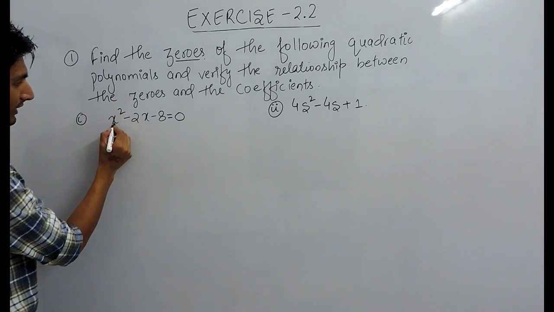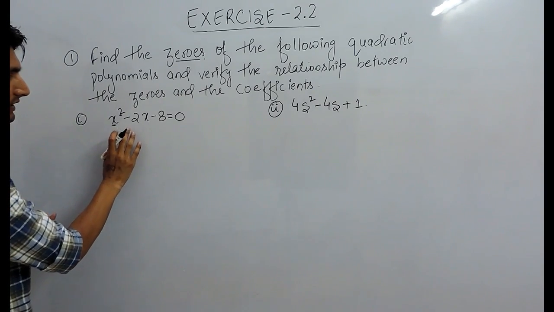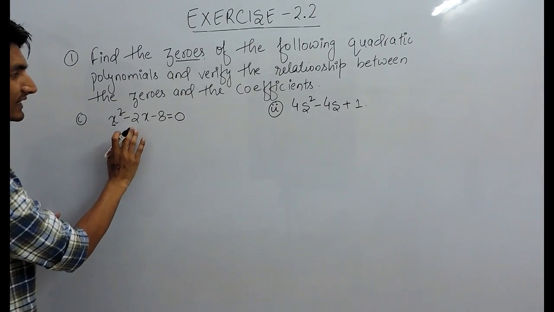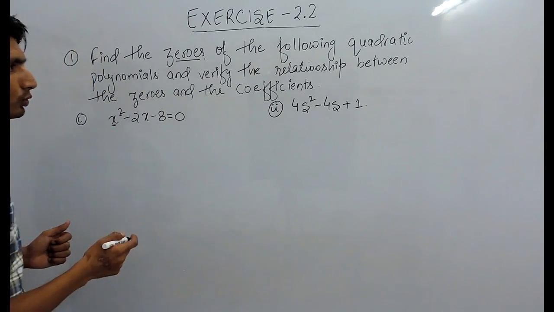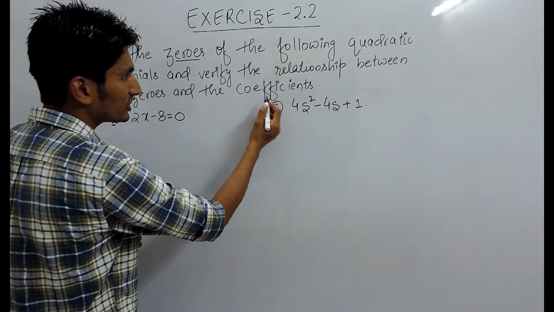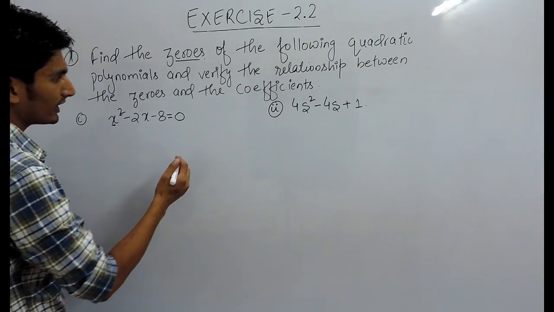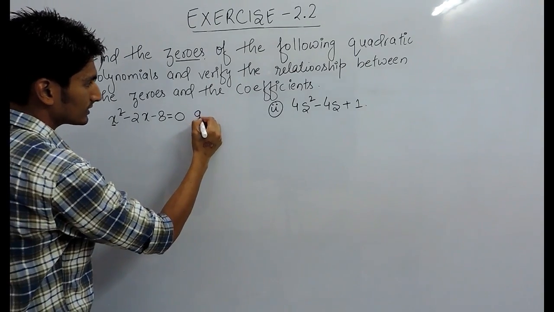Because the highest power here is 2, the number of zeros, or you can say the number of values of x satisfying this equation, is equal to 2. And after that you have to find the relationship between zeros and the coefficients.